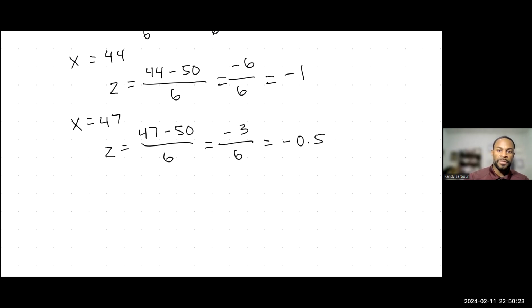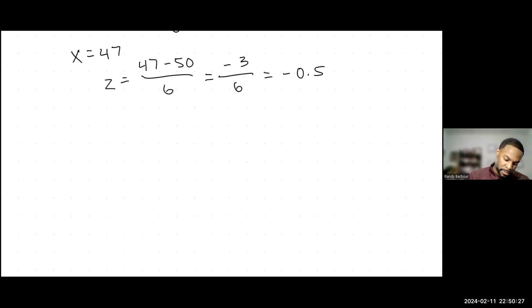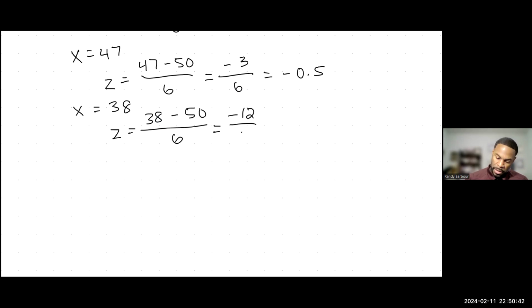And to finish it off, x equals 38. Z equals 38 minus 50 over 6. This should be a negative 12 over 6. That gives you a negative 2. Okay. So you have all of them.